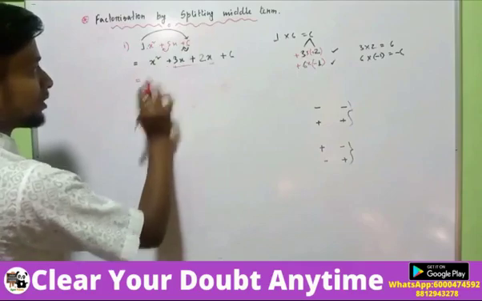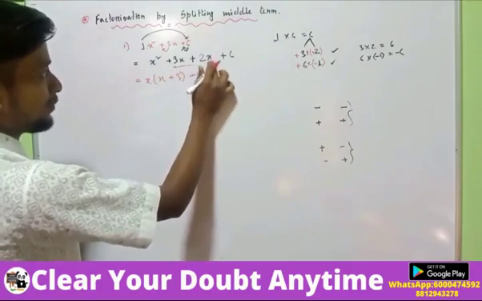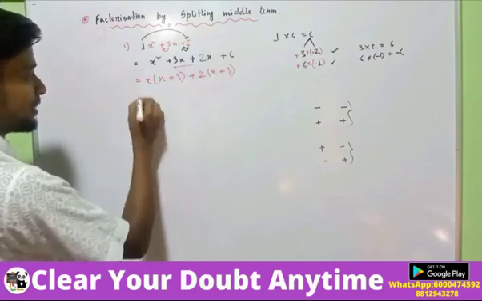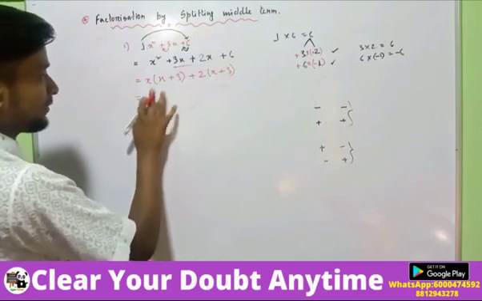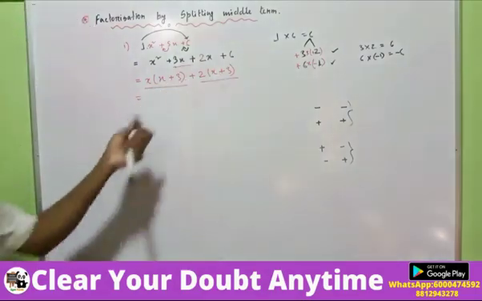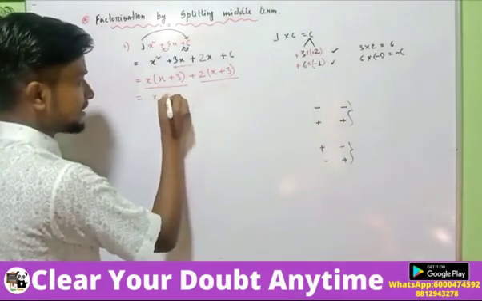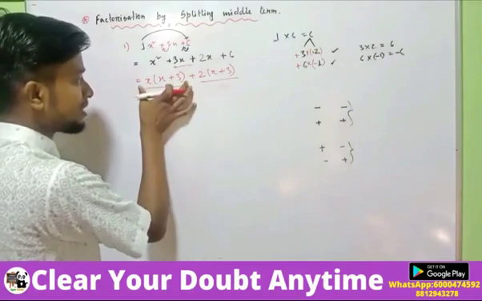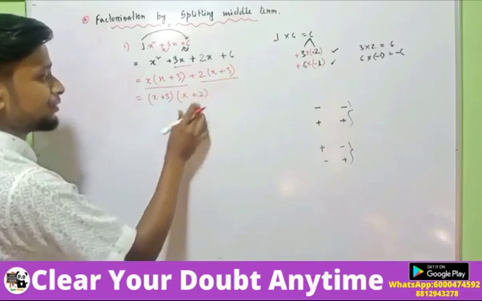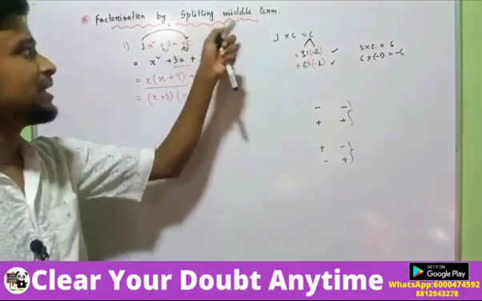So now we have to take common. We have to take x as a common. If we take 2 from these two terms, then it will be twice x plus 3. Now we have this term and this term. In both these terms, we have x plus 3 as a common. If we take x plus 3 as a common, then from this term we will be left with x, and from this term we will be left with 2. So this is how we can factorize by splitting the middle term.